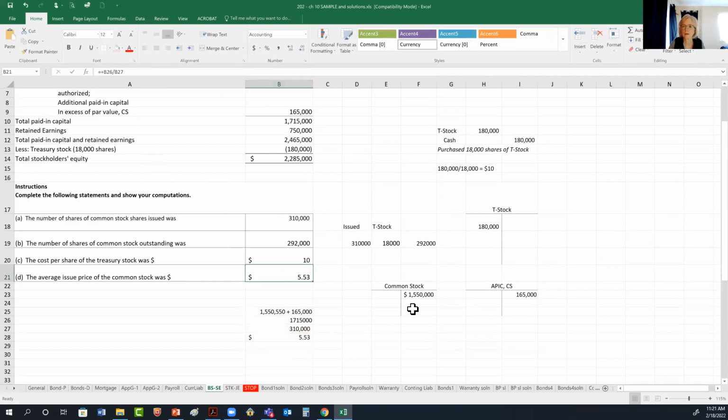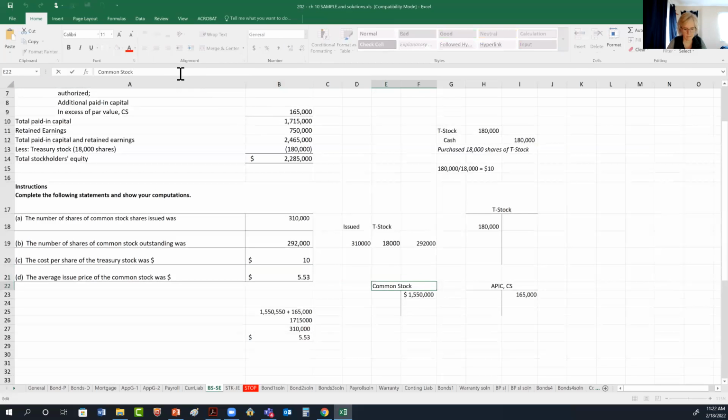Okay, you guys see that? Because the balance in common stock isn't the number of shares outstanding, it's the number of shares issued. So in the treasury stock, that's where you have the 18,000. That makes sense? Okay. All right. Okay, so you have other problems here.